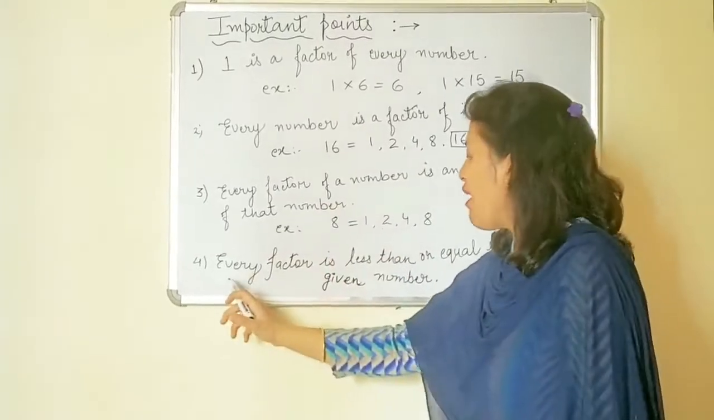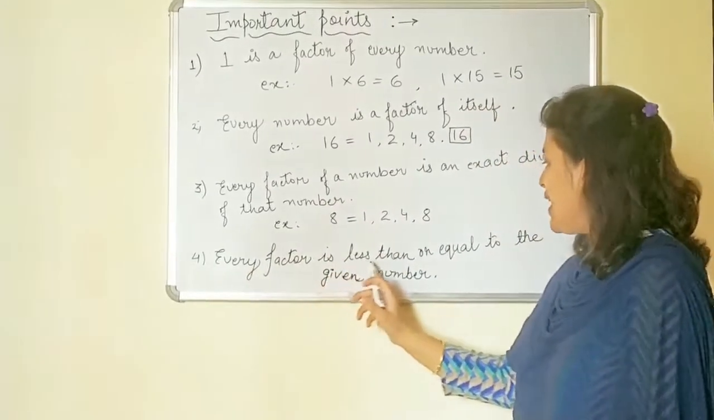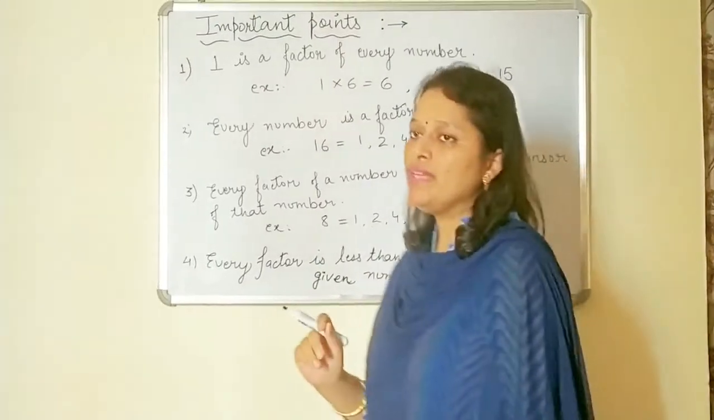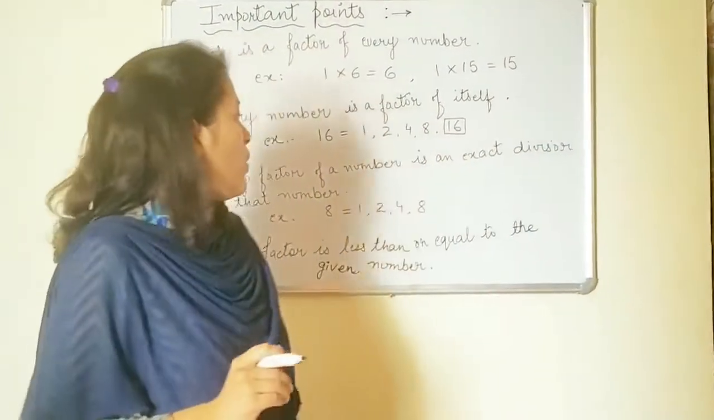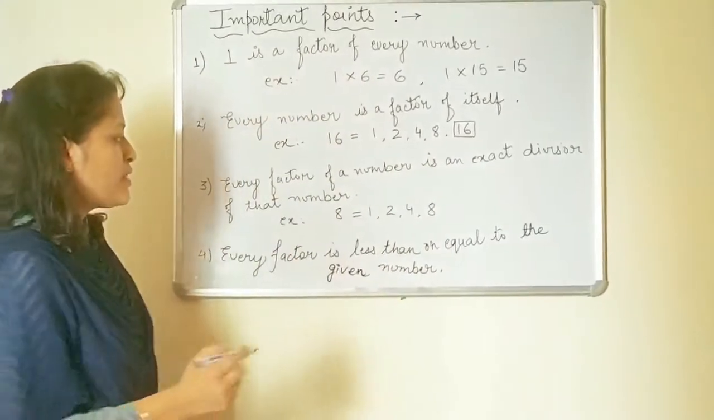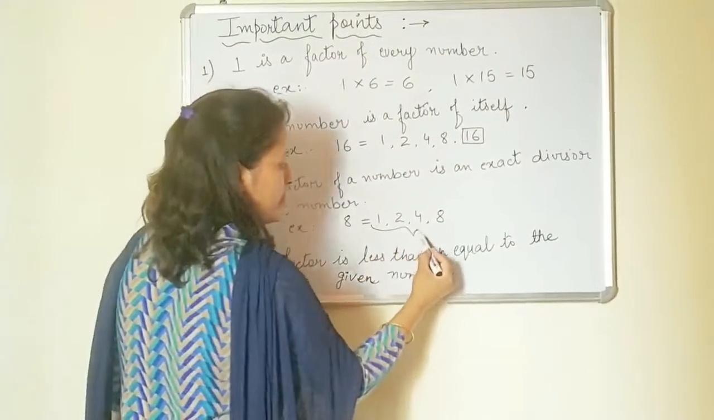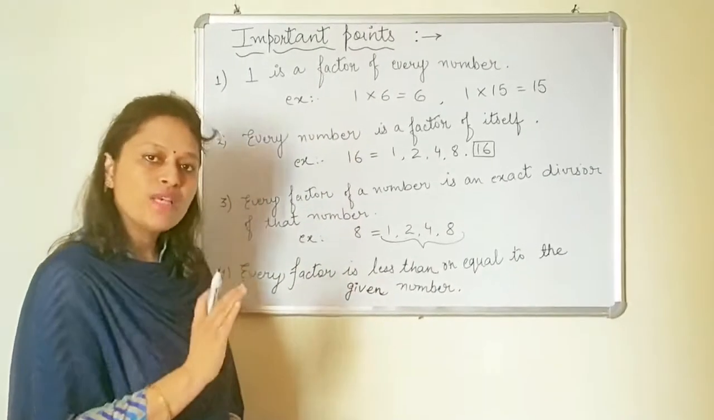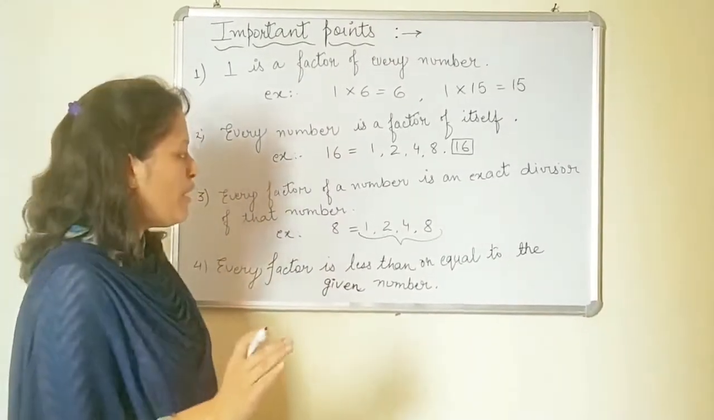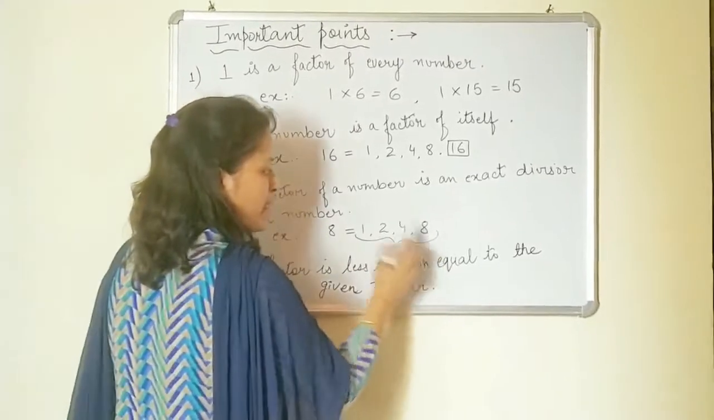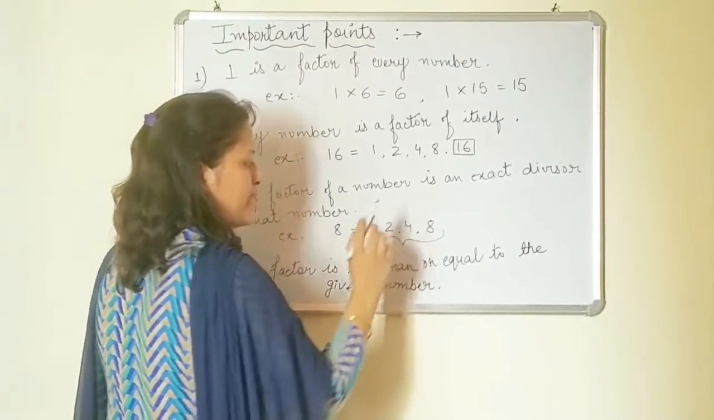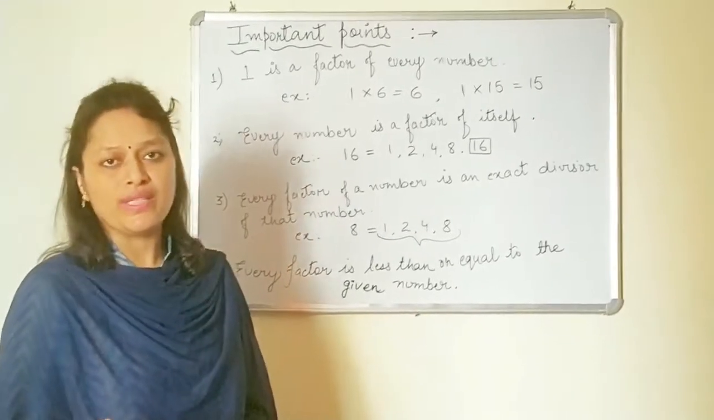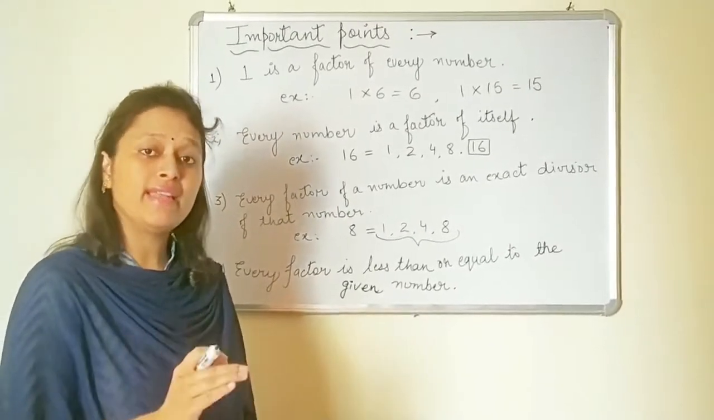Now fourth, every factor is less than or equal to the given number. Now this point is very important, children. Now look at the number 8. Now see, I have written the factors 1, 2, 4 and 8. If you observe the factors carefully, you will notice that all the factors 1, 2, 4 and 8 are either less than 8 or equal to 8. There is no factor which is greater than 8.